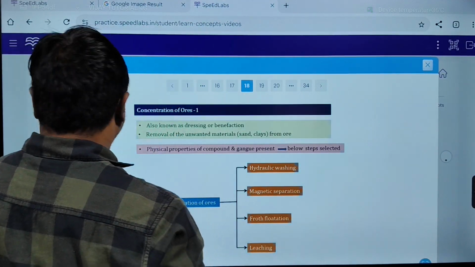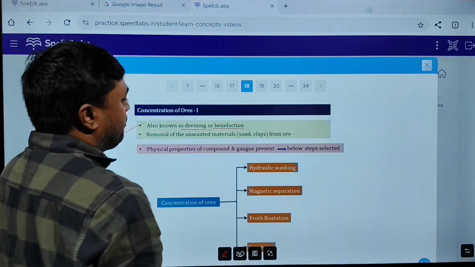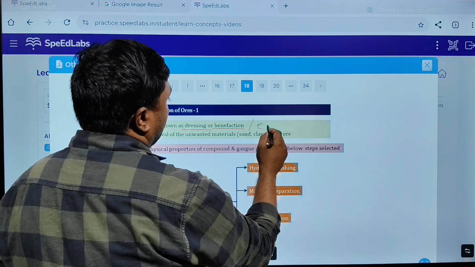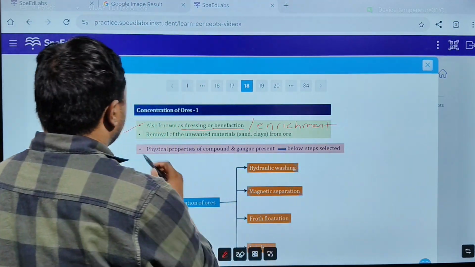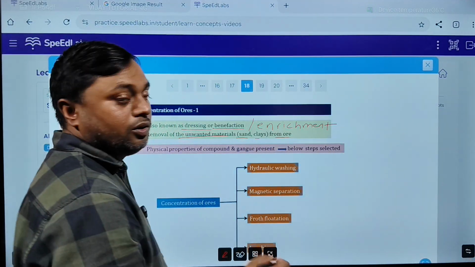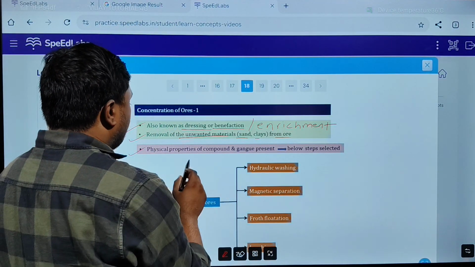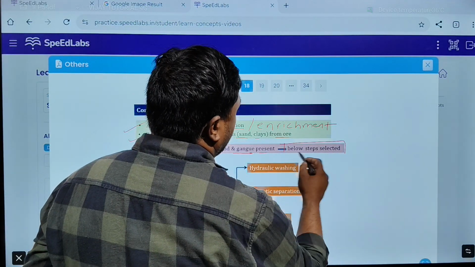Concentration of ore is also known as dressing or beneficiation, or also called enrichment of ore. Removal of unwanted materials like sand and clay from the ore takes place in this process. Physical properties of the compounds present are considered, and the steps are selected accordingly.